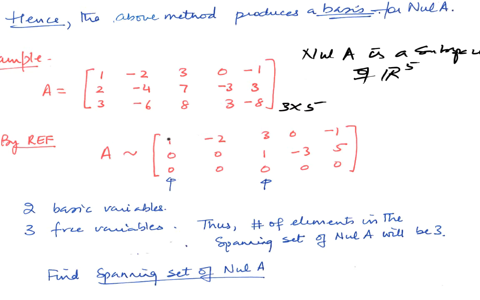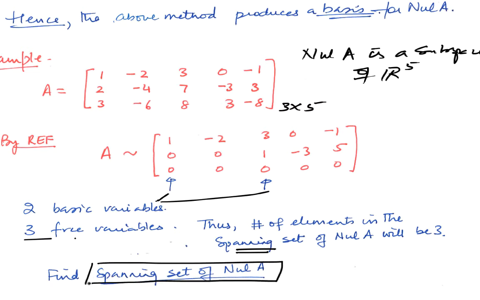So when we apply the algorithm, what do we get? This is the row equivalent matrix of the original matrix A. We find that it has 2 pivot columns, and those are the basic variables, and the remaining 3 columns are the free variables. If you remember, how many elements would the spanning set have? The spanning set will have exactly as many elements as the number of free variables, which is 3. So now we just need to find the spanning set of the null space of A. And by the way it is created, it automatically becomes linearly independent. That means that set will be the basis set.